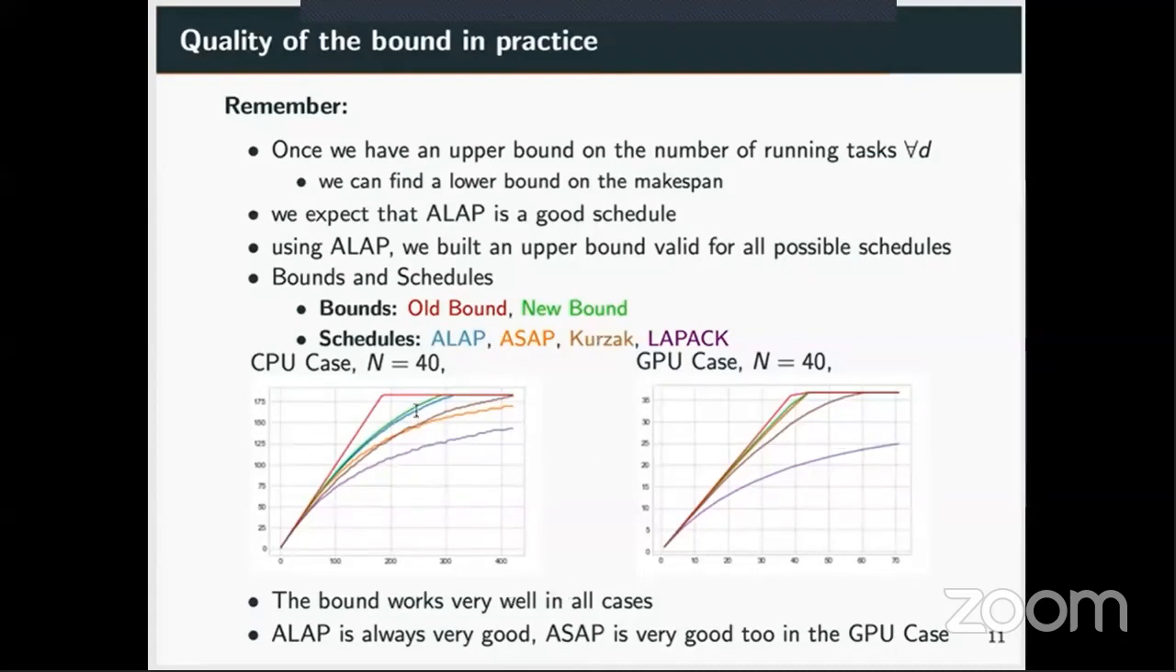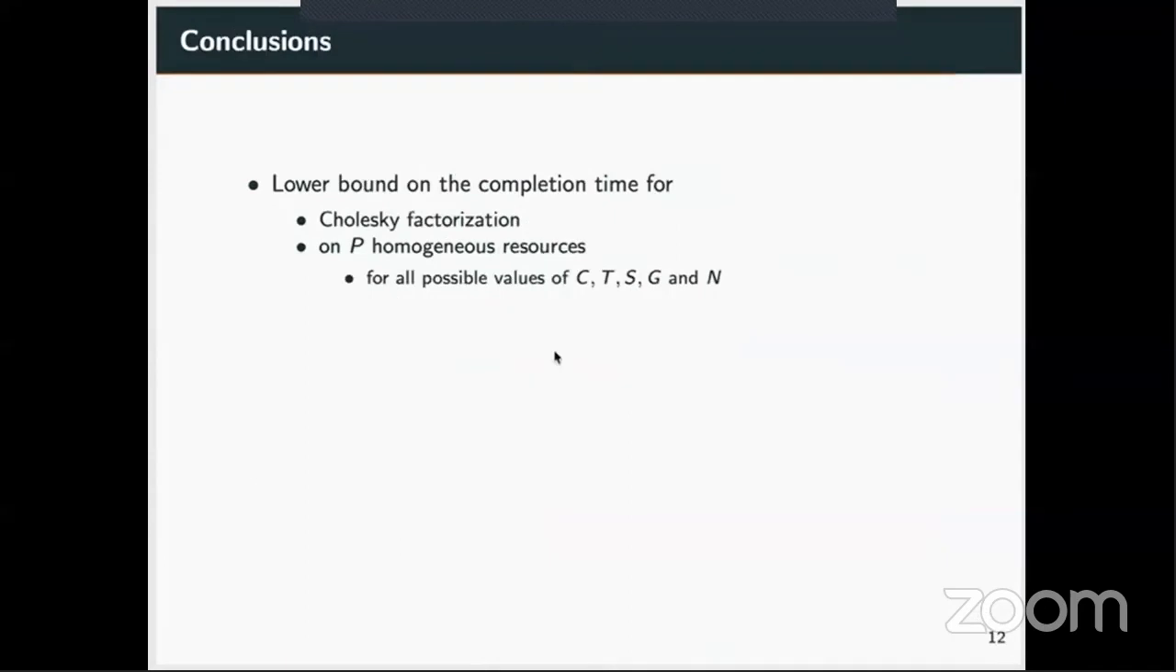So what we can observe here is that the green bound and the blue bound are very close here and here. Here you don't have the difference between the yellow and the blue in the GPU case. And so what this proves is that both the bound and the ALAP schedule are very efficient. And the other conclusion is that in the case of GPU, the ASAP schedule is also very efficient. So let's now move to the conclusion.